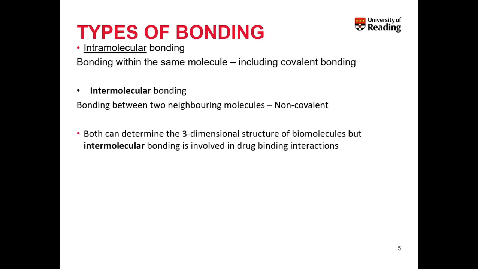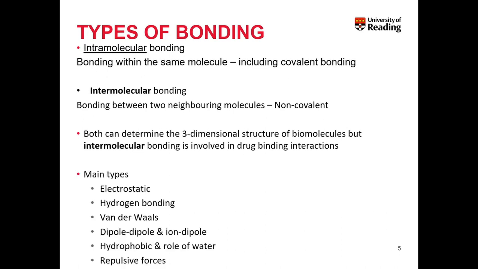Both of these types of interaction, intramolecular and intermolecular, can determine the three-dimensional structure of biomolecules. But intermolecular bonding is the type that is most important when we're looking at how drugs interact with their targets. So we're most interested in how we can exploit functional groups within our target and put complementary functional groups in our drug molecule so that these groups form intermolecular bonding interactions together to hold our drugs in place and allow them to perform their function.